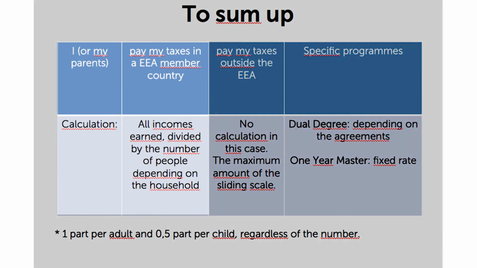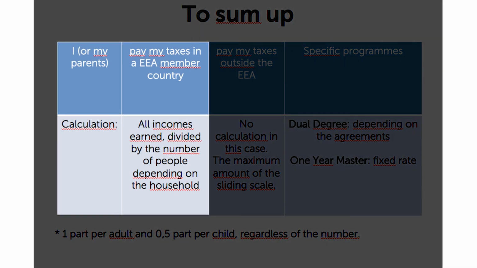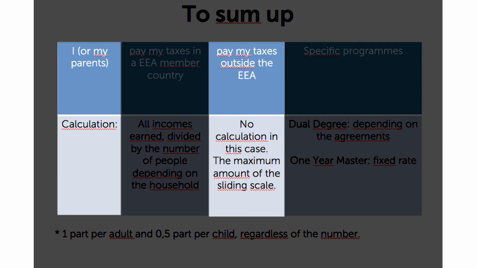To sum up, if you are a French tax resident or member of the European Economic Area, you can benefit from a calculation based on the income of your parents divided by the number of parts in your household. If you are a tax resident outside the European Economic Area, the maximum amount of your scale is applied.